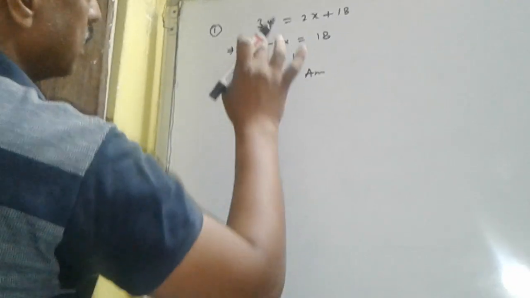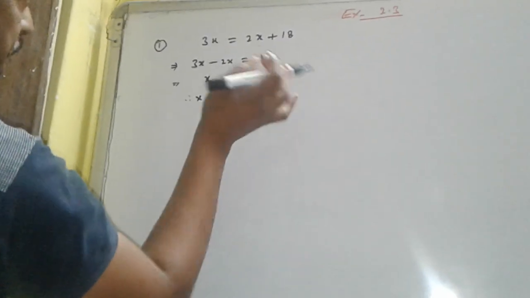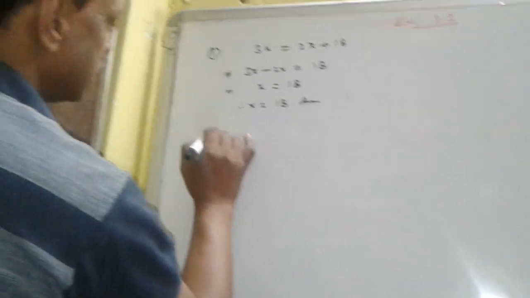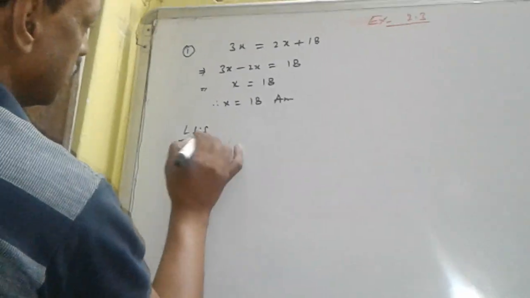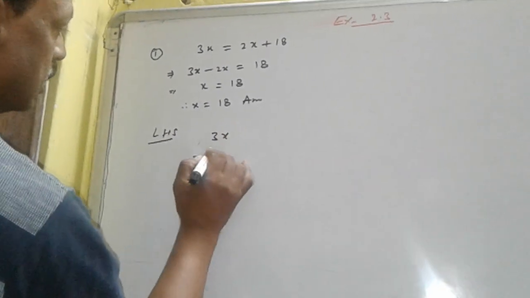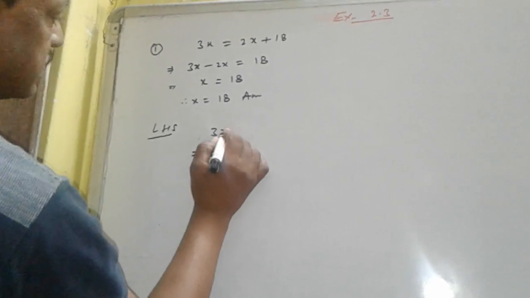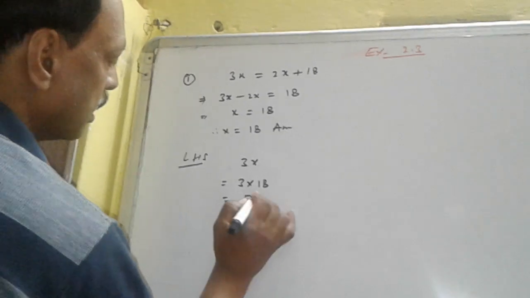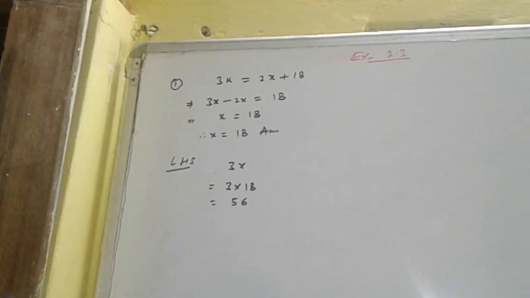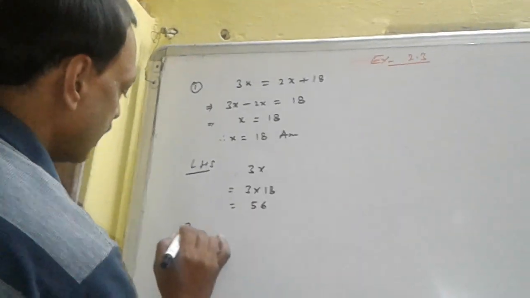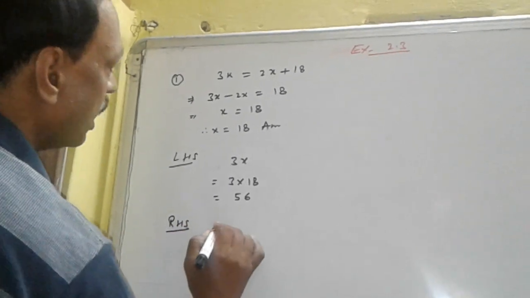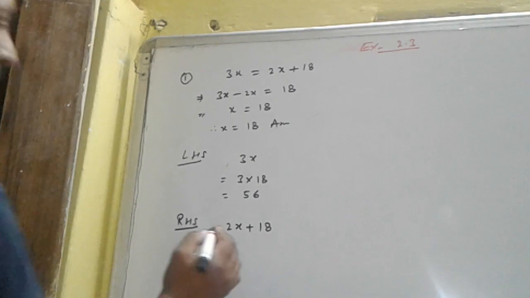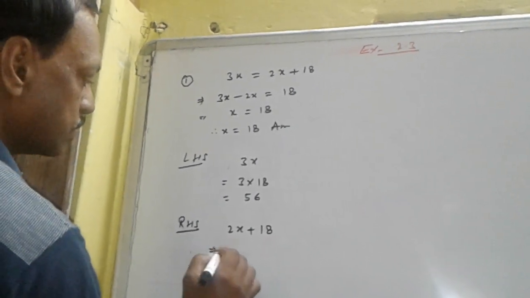To do this, we will take two sides. This one is the left hand side, this one is right hand side. So just write LHS. LHS is 3x. So 3x means 3 into x. So 3 into 18. Now we will write RHS. In the RHS, this is 2x plus 18 is given. Now just put the value here also.